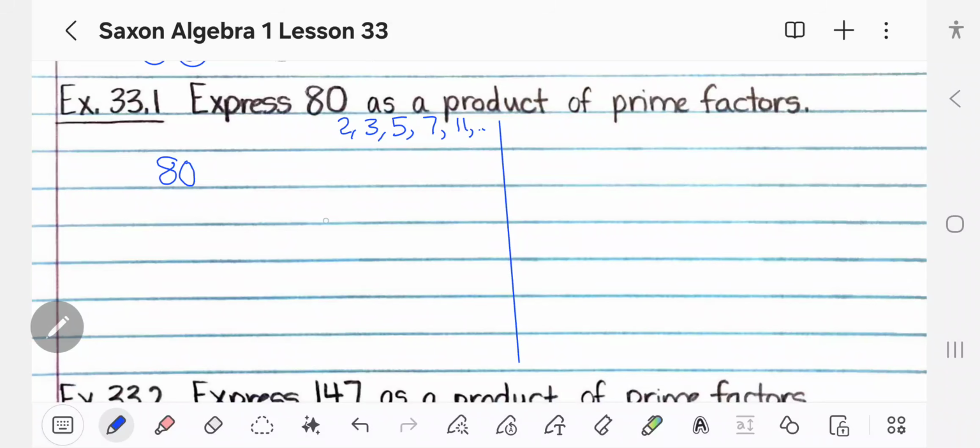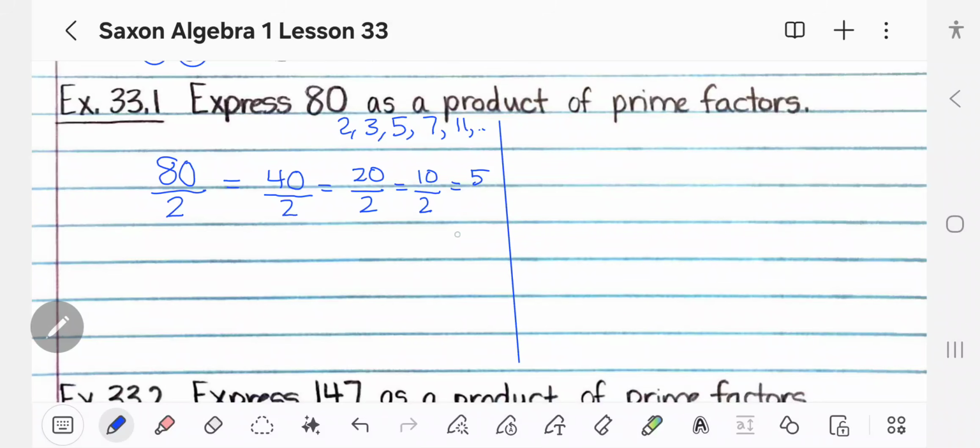Okay, now we're going to go with 80 and we're going to go ahead and divide it by 2. So let's divide it by 2, and that's equal to 40. So we can see that 2 is a prime factor. Let's divide it again. Let's divide 40 and we can just keep dividing it by 2. That's 20, right? Now let's divide it by 2 again, and that's 10. We can divide it by 2 again, and that's 5.